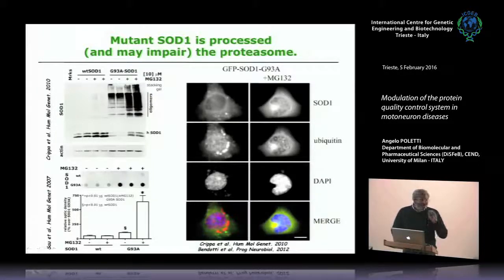So this clearly indicates that the proteasome removes a large fraction, but not the entire pool, because you have aggregates that are retained here. These are ubiquitinated aggregates when you block the proteasome, and you have also aggregates. So the proteasome is not enough to remove the entire pool of mutant proteins.